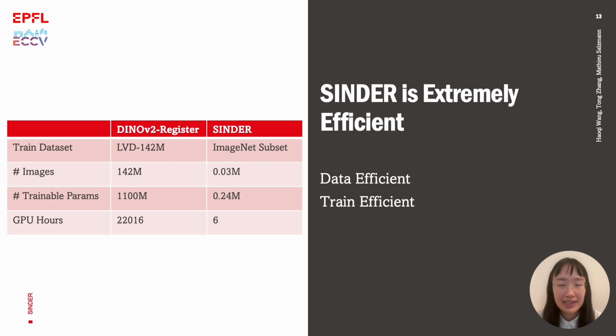Our algorithm is extremely efficient. Compared with DINOv2 with registers, SINDER uses 4,000 times fewer images and 4,000 times fewer learnable parameters. This leads to 3,000 times more efficient training, measured by GPU hours.